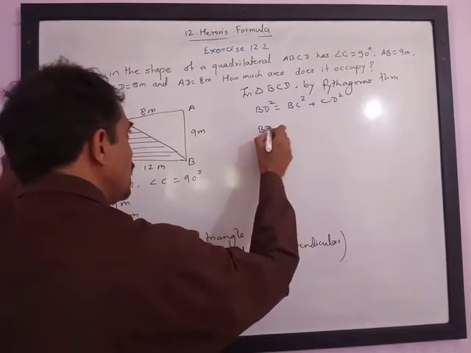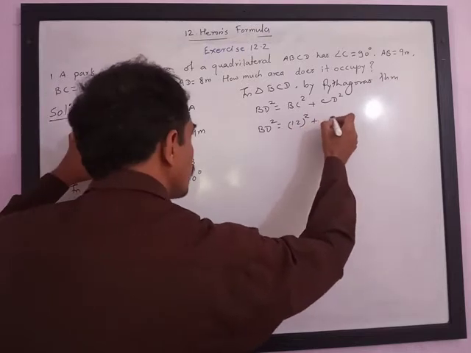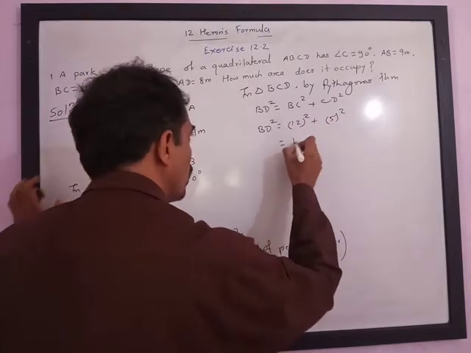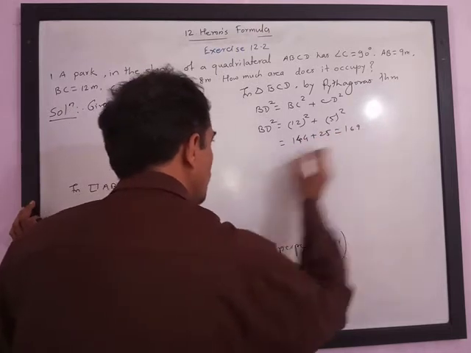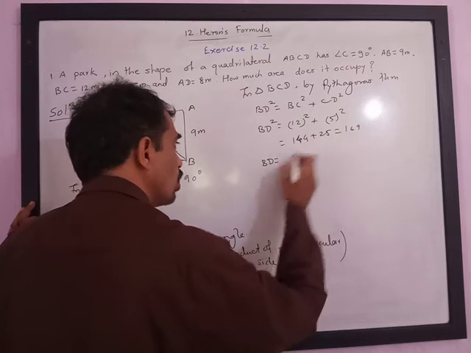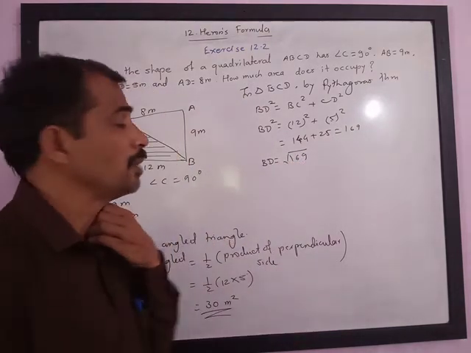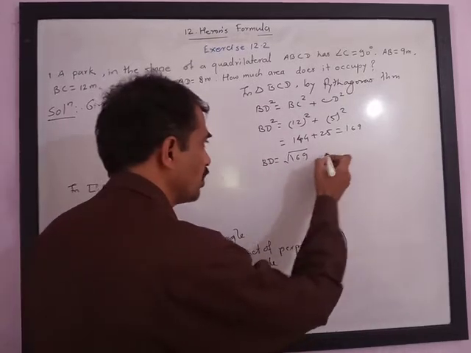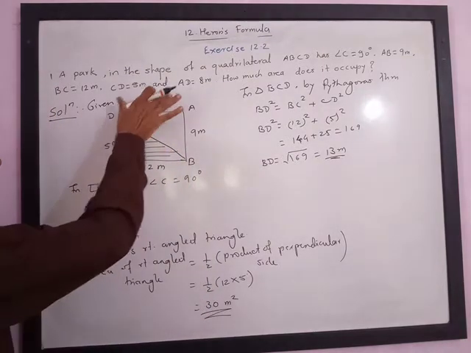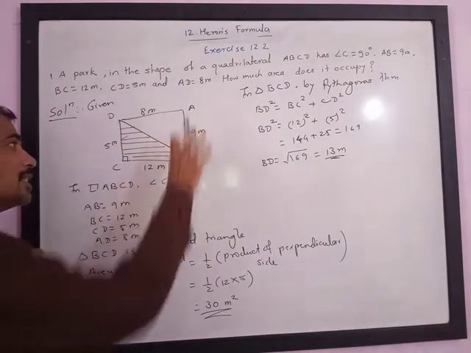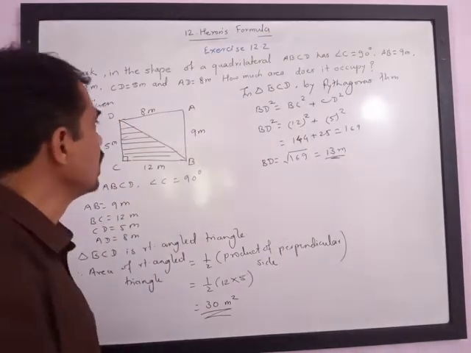It means BD square is equal to 12 square plus 5 square. So this is equal to 144 plus 25, that is equal to 169. It means BD is equal to root of 169. Root of 169 is plus or minus 13. But distance cannot be negative. Hence BD is equal to 13 meters. Now we have BD equal to 13 meters, AD equal to 8 meters and AB equal to 9 meters. We can use Heron's formula to find the area of triangle ABD.